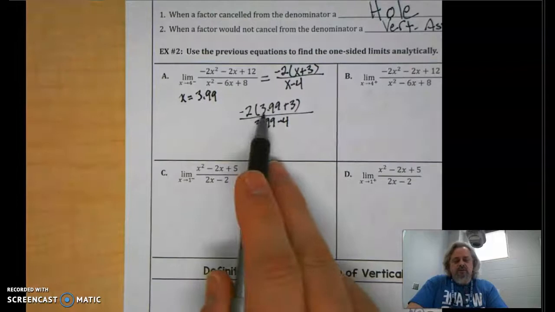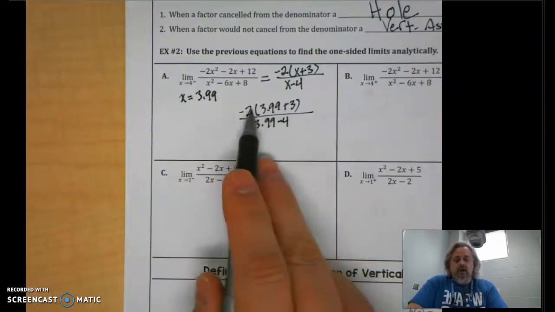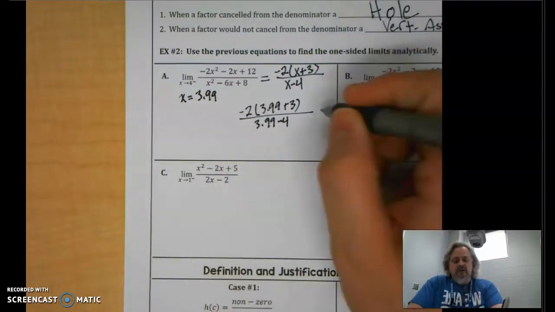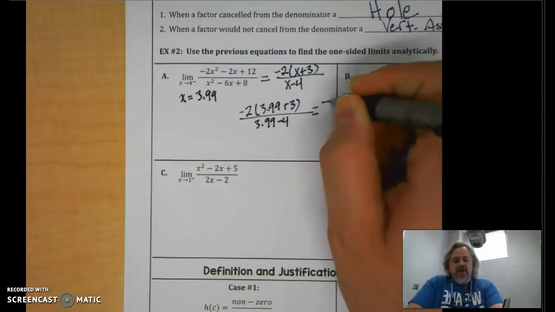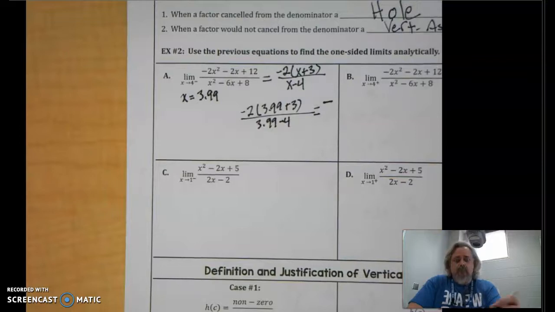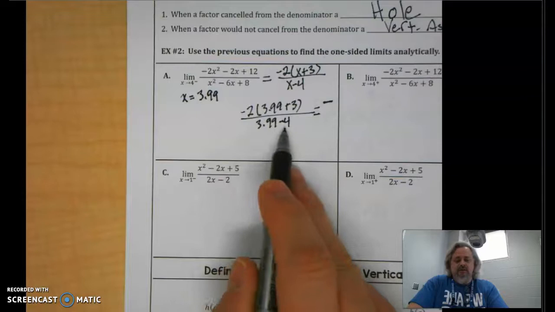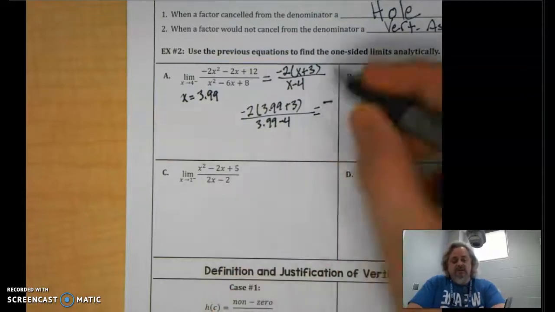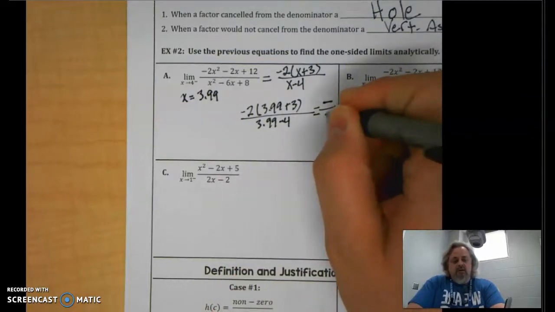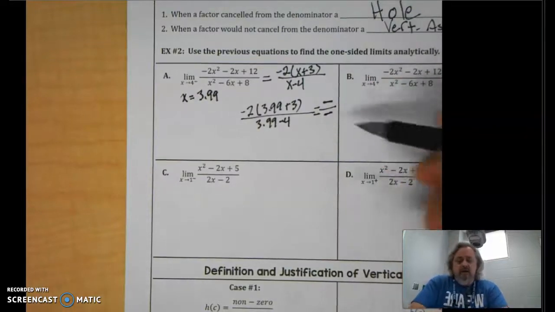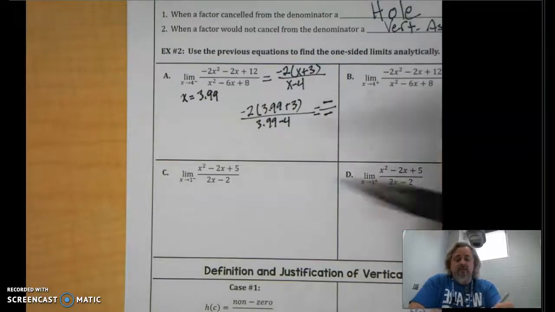Now I'm not actually going to work out the math here. I just know that in the parentheses I get a positive number and I multiply it by a negative number. Positive times negative says that that is going to be a negative number. And for 3.99 minus 4, 4 is bigger, so even though it's going to be a very small number, it's still going to be negative. So I wind up with a ratio that's negative over negative, which simplifies to a positive number.